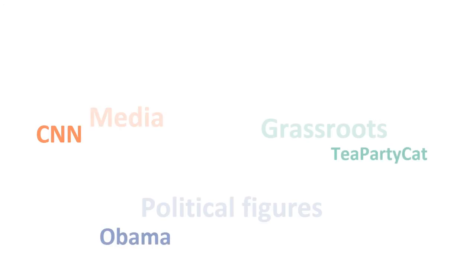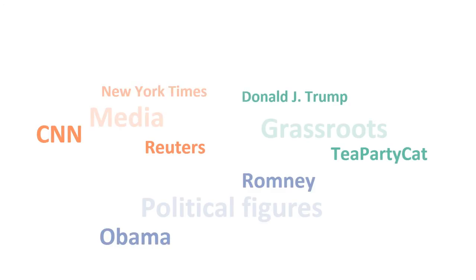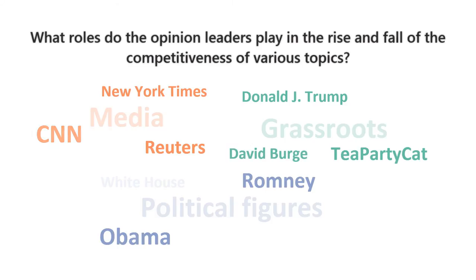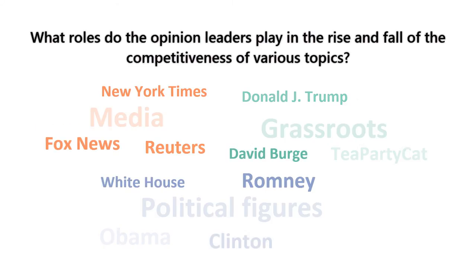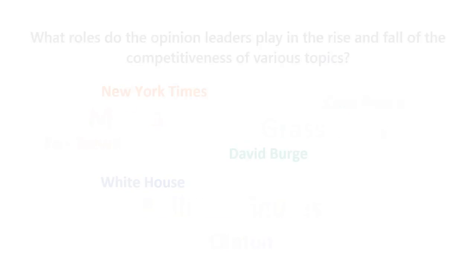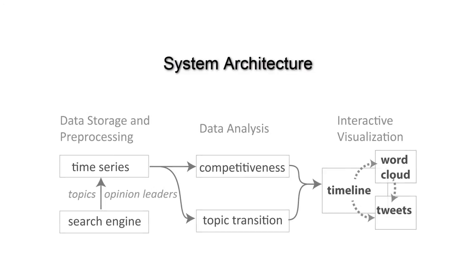Opinion leaders in social media play an important role in the dissemination of information, but it is still unclear how the opinion leaders affect the competition among the topics and set the public agenda. We have developed a visual analytics system to analyze the dynamics of topic competition and agenda setting on social media.